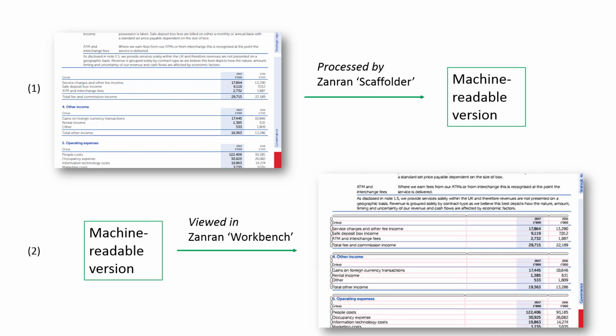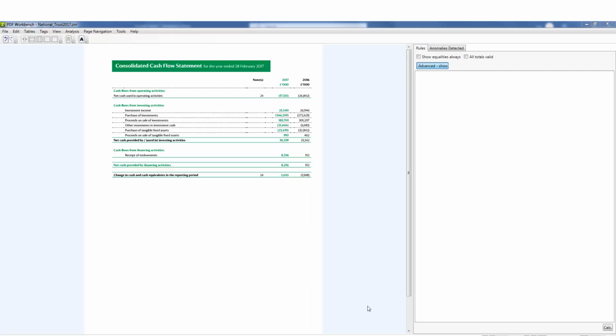The second piece of software is the Zanran Workbench. It's an XML viewer and it gives the human-in-the-loop element. It enables people to interact with the documents. I'll show you one quick example.